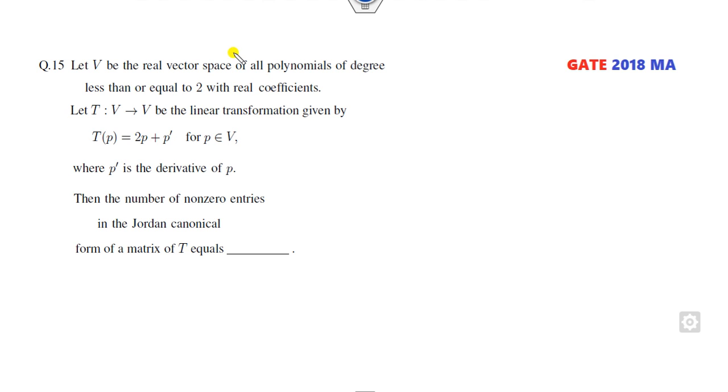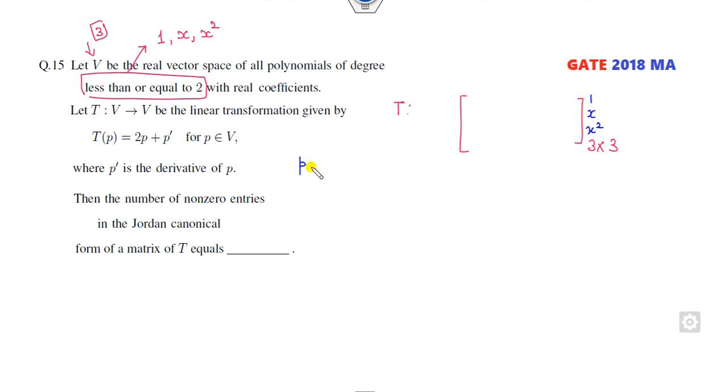Look at the next one. V is the vector space of all polynomials of degree less than or equal to 2. What is the basis of that? The basis is 1, x and x square. So the dimension of this V is 3. So if you define the mapping T, it must be of 3 cross 3, and the basis is 1, x and x square. So firstly I can take P as 1.